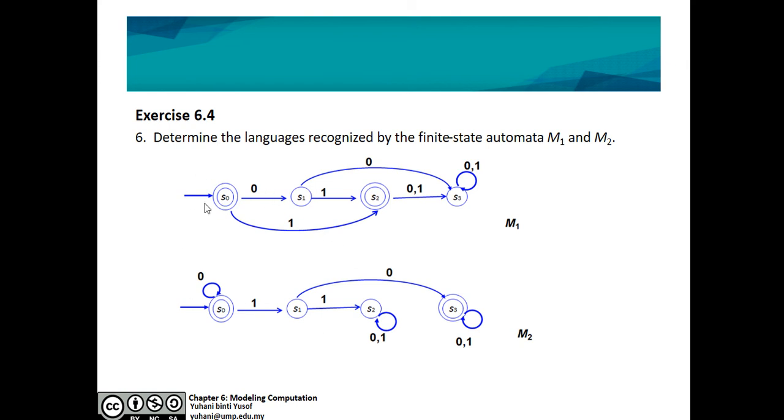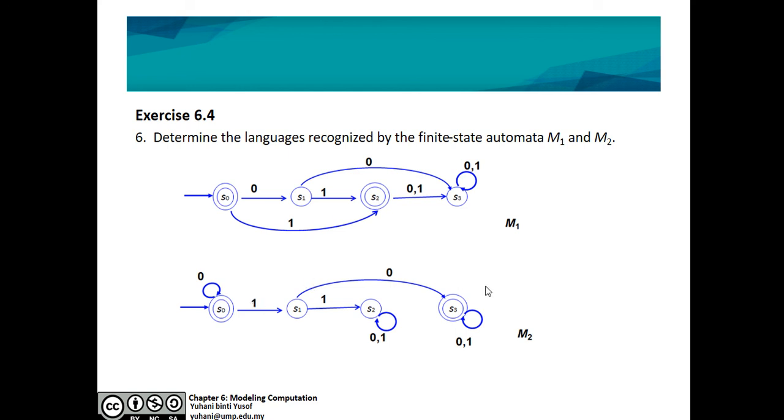Okay, so you will see from here that the initial state of M1 is S0 and your final states are S0 and S2. So we will focus only on the language generated by this machine that goes to S0 and S2 as the final states.